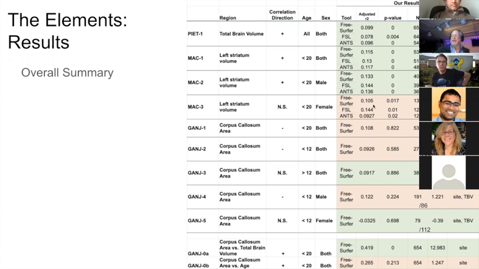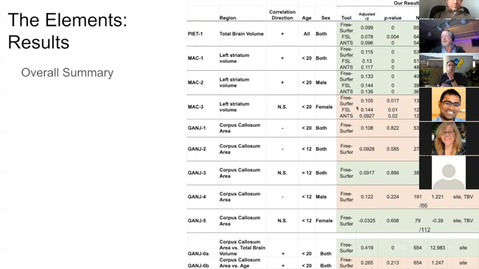MAC3, okay, now it becomes interesting. The original publication that we were looking at claimed there to not be a significant relationship between IQ and left striatal volume in the female subgroup. So we didn't confirm that, in the sense that we do see a significant IQ correlation with left striatal volume across all 3 tools. So this begins to be interesting, and kind of the type of thing that we want to understand is which hypotheses, which claims from the prior literature, confirm and which ones don't.